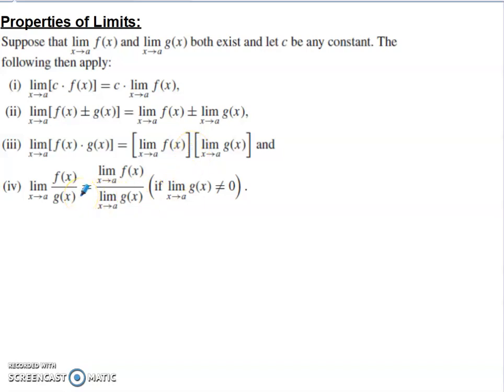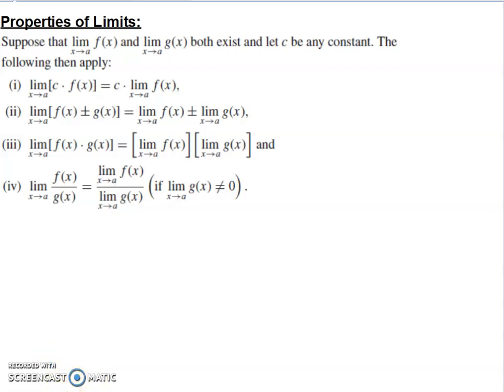And this is the one you do have to be cautious of. With division, you can break it up into the first limit divided by the second limit. You have to worry about the potential for division by 0. So this one you do have to be a little more cautious with using.